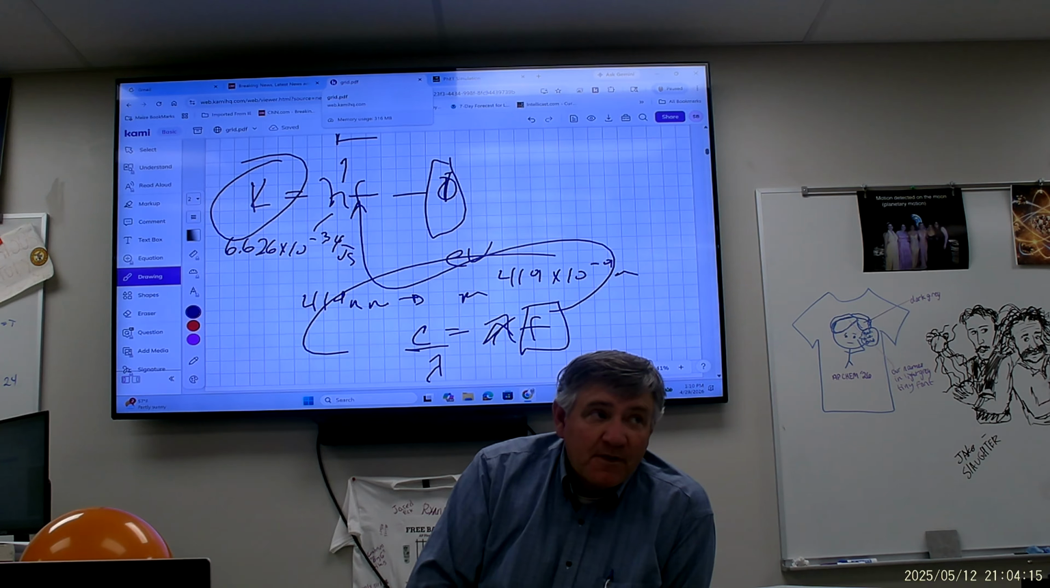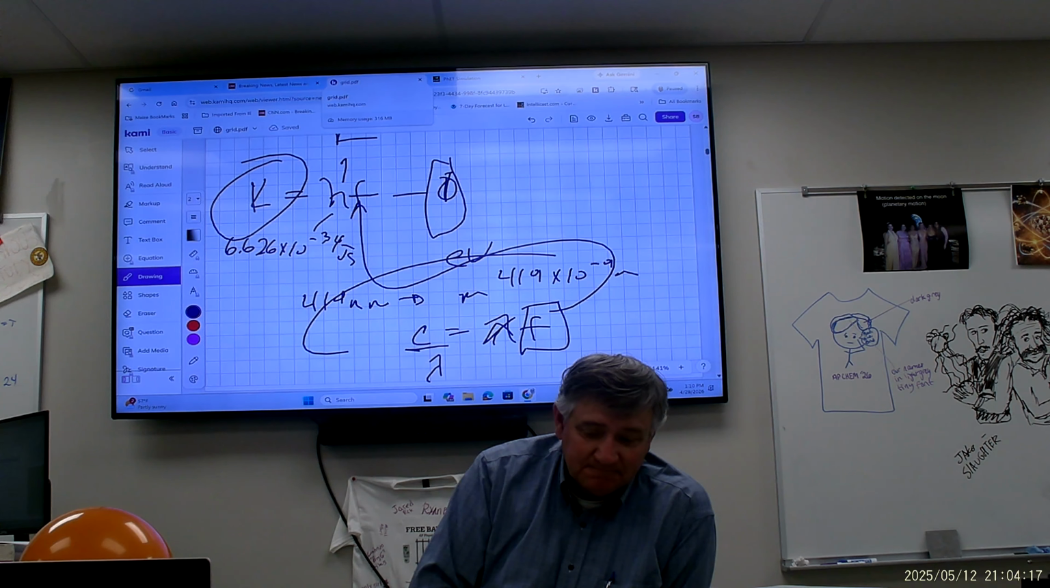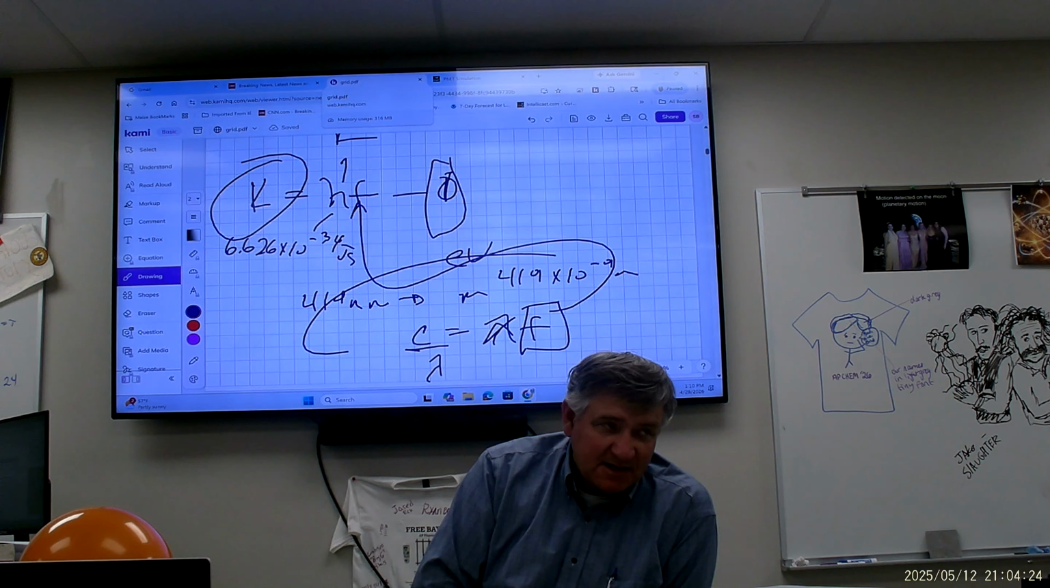Okay? For stopping potential, do they make it negative or no? Technically, yes, because it's going to be a negative voltage. If you have it positive, don't worry about it, but technically it's negative.